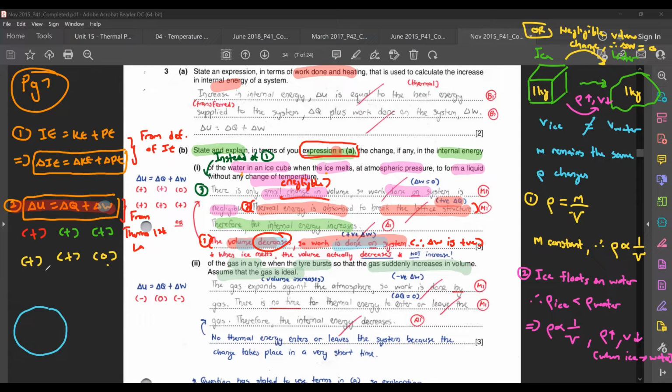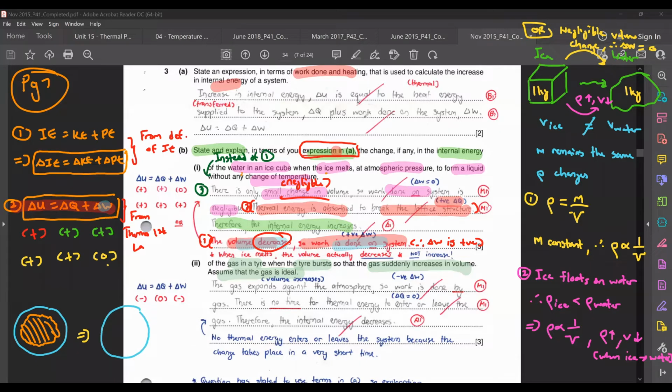This tire contains a volume of gas. This is your gas right now. Somehow or another, your tire suddenly bursts at some point. Your tire suddenly bursts. There's a hole inside your tire.